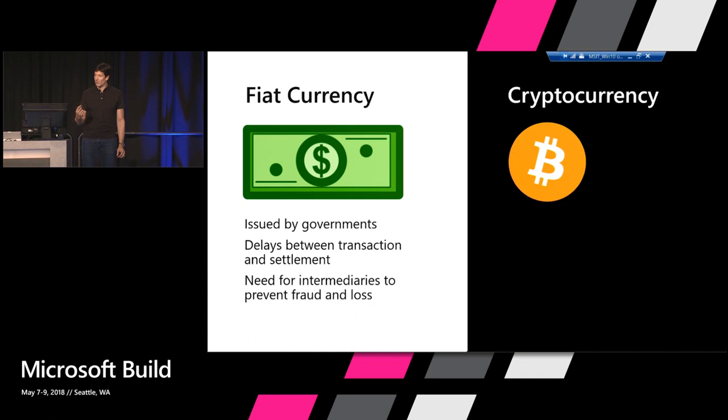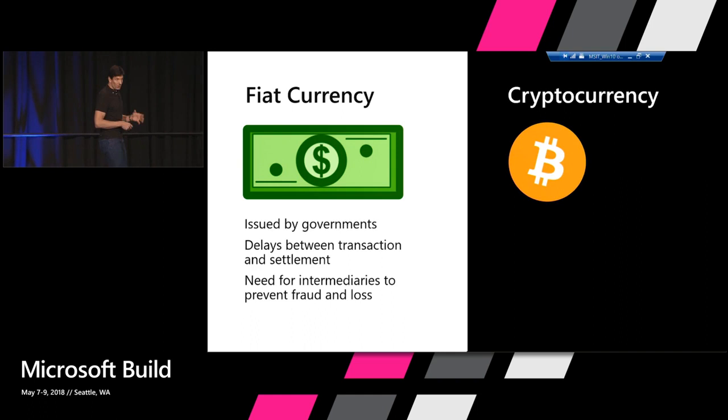And that adds a bunch of fees to the transaction. It also introduces additional delays. And because the money's neither here nor there for some period of time, and you have middlemen in the middle, this offers lots of opportunities for fraud. Fraud and loss, like money actually can get lost. And so these are some of the big challenges with fiat currency.